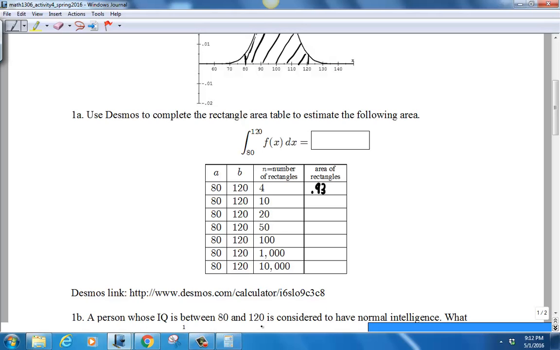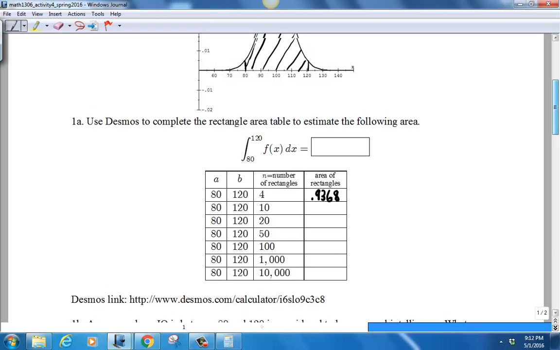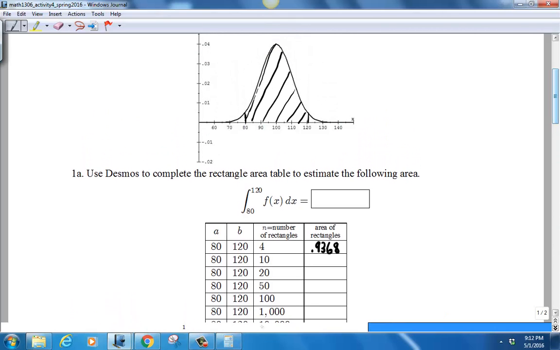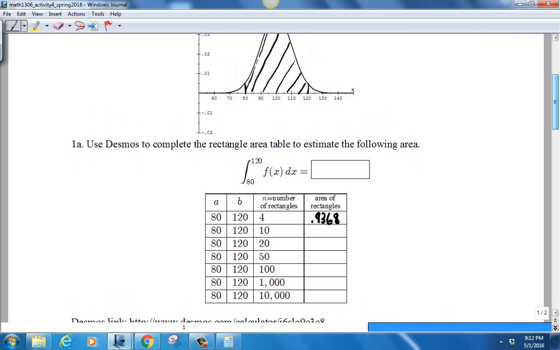So let's go back to our sheet here and fill that in, okay? If we only use 4 rectangles to approximate this area, we get that the area is already 0.9368, meaning that over 93% of the population is going to have an IQ between 80 and 120, okay? But that may not be a very accurate estimate because I only used 4 rectangles to estimate that area.